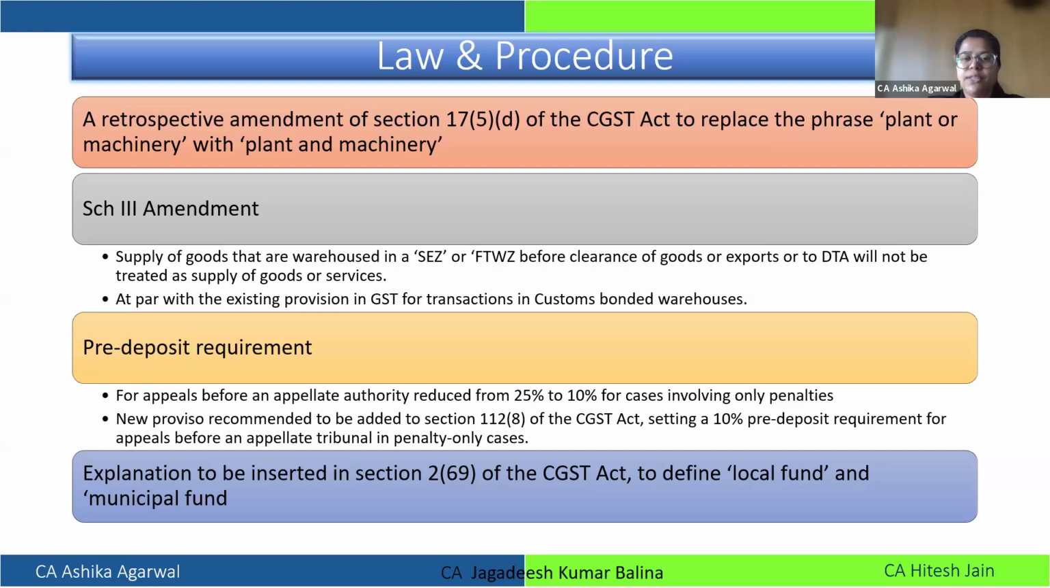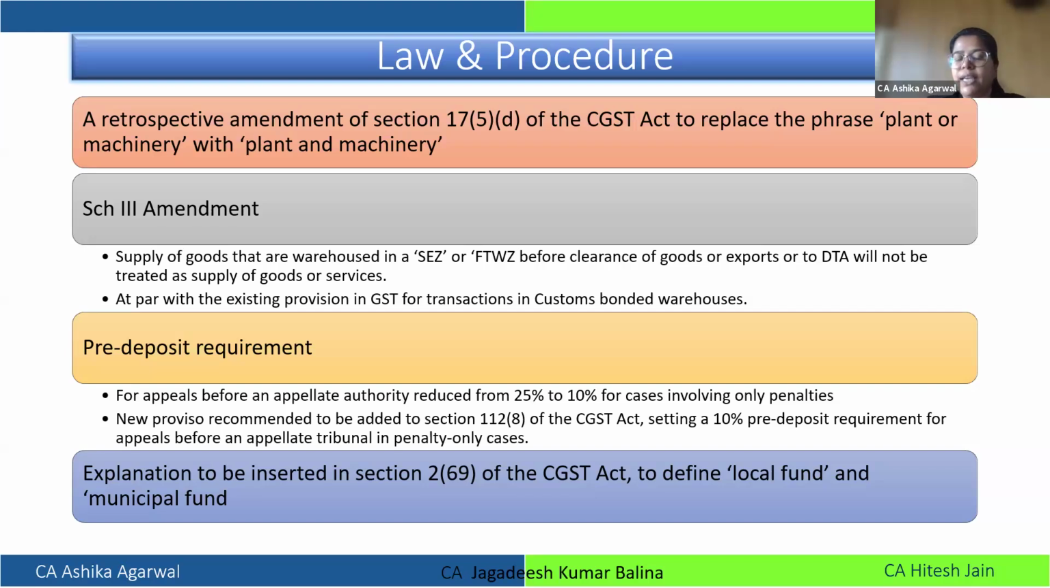Now with this amendment, which they have proposed as a retrospective amendment, this apex court judgment will not be applicable, and obviously time will decide. Obviously people are going to go again to the Supreme Court against this decision of retrospective amendment. Now due to this retrospective amendment, the ITC which appeared to be eligible, even though used for own construction, based on this amendment will not be available.